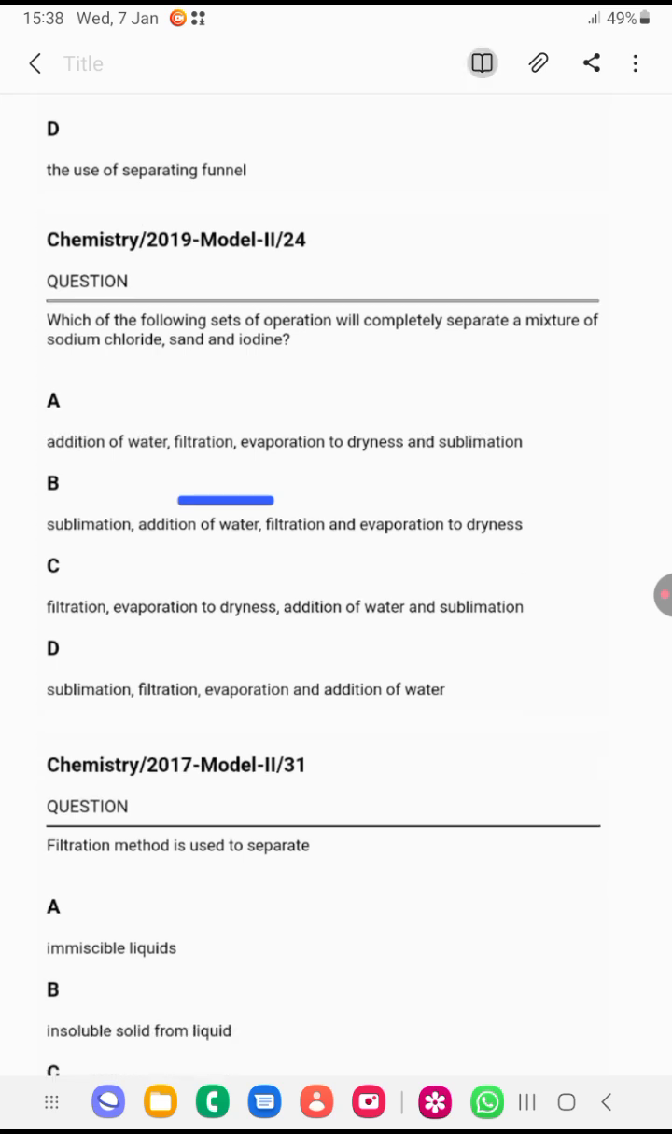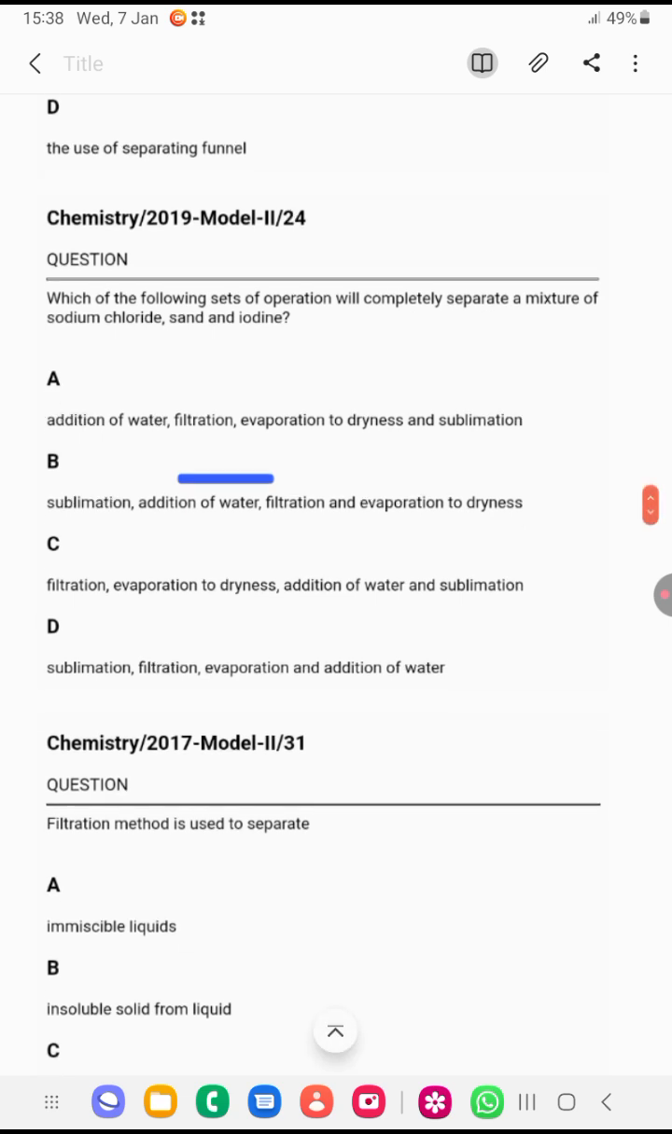When iodine undergoes sublimation, it will leave the mixture, leaving only sand and sodium chloride. And then we know that sodium chloride is soluble in water, but sand is not soluble in water. So we will add water. Then after we have added water to it, we will perform filtration to separate the sodium chloride from the sand. So we will be left with a solution of sodium chloride, and then we can evaporate it to dryness. So the answer here is B. So let's move forward.